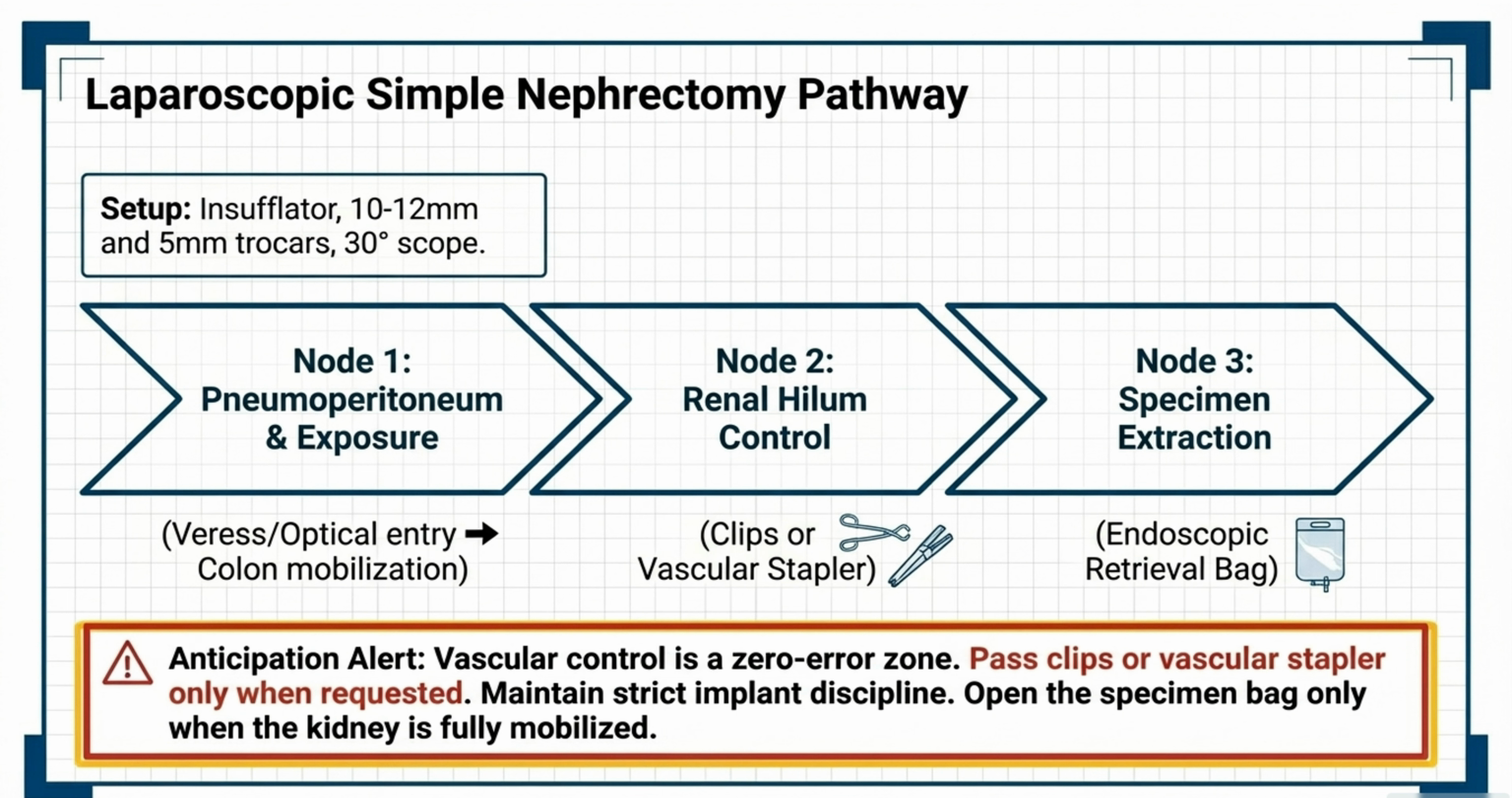This procedure begins with pneumoperitoneum and exposure of the kidney. The most critical step is controlling the renal hilum using clips or a stapler. The final phase involves specimen removal using a retrieval bag. Strict timing and discipline are essential to avoid complications. This is going to be a kidney removal, a laparoscopic kidney removal you see here.